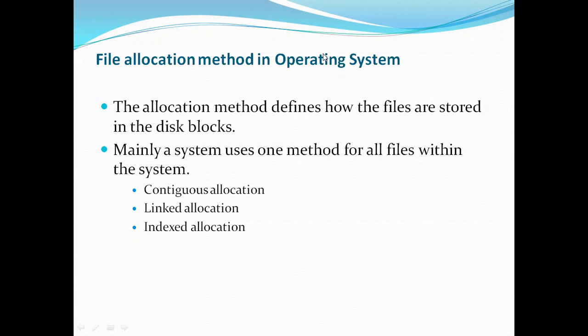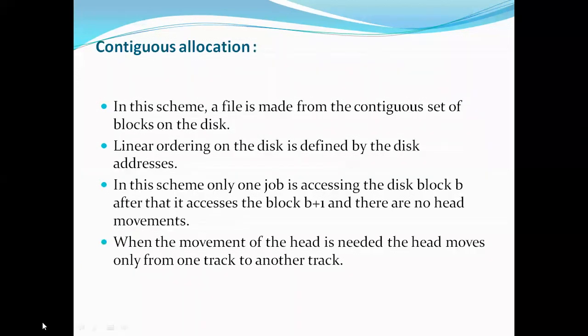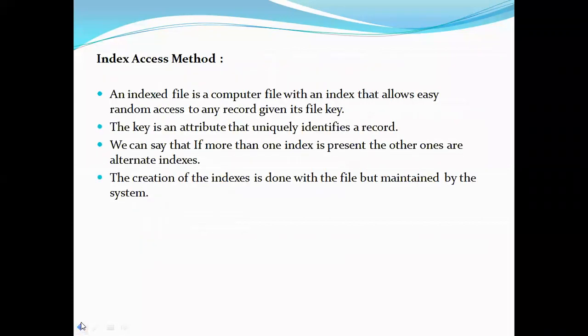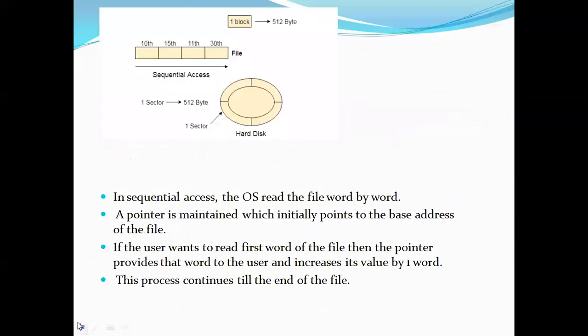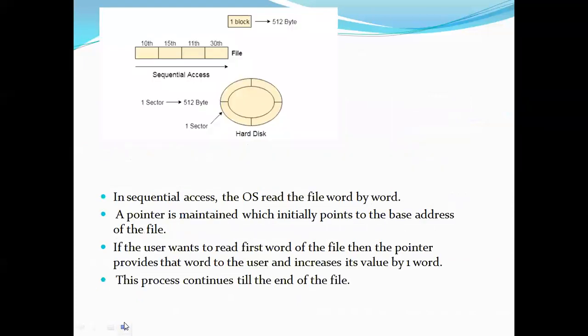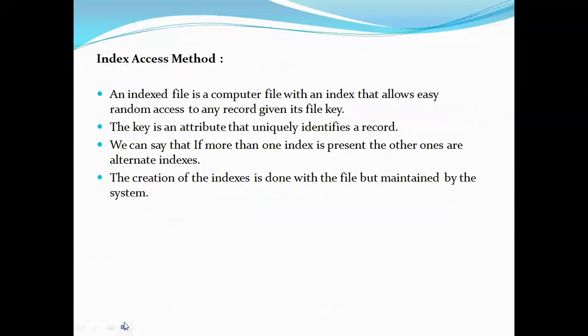In this video, we'll see file allocation methods, as we discussed in the last video: file management components and file accessing methods. Among those, three accessing methods are used. First one, the sequential access method, then the random or direct access method, and then the third one, the index access method, right?